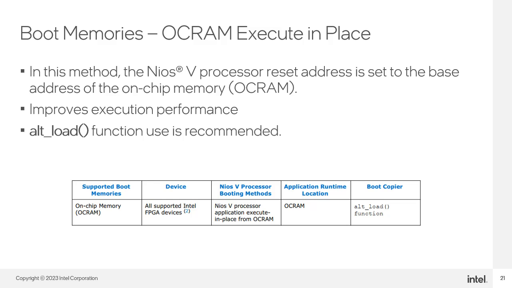Execute in place from on-chip RAM does not require a boot copier because the Nios V processor application is already in place at system reset. The use of the Alt_load function is recommended for this booting method so that the embedded software behaves identically when reset without reconfiguring the FPGA device image.